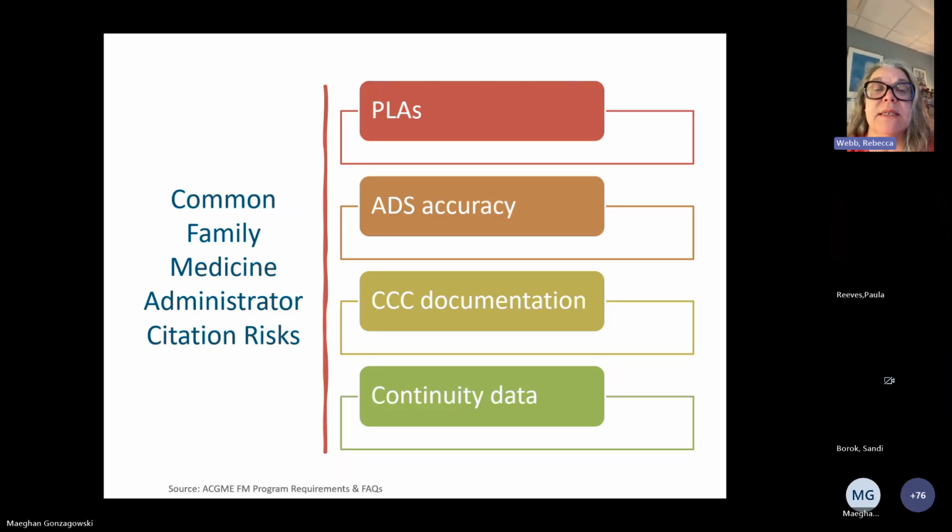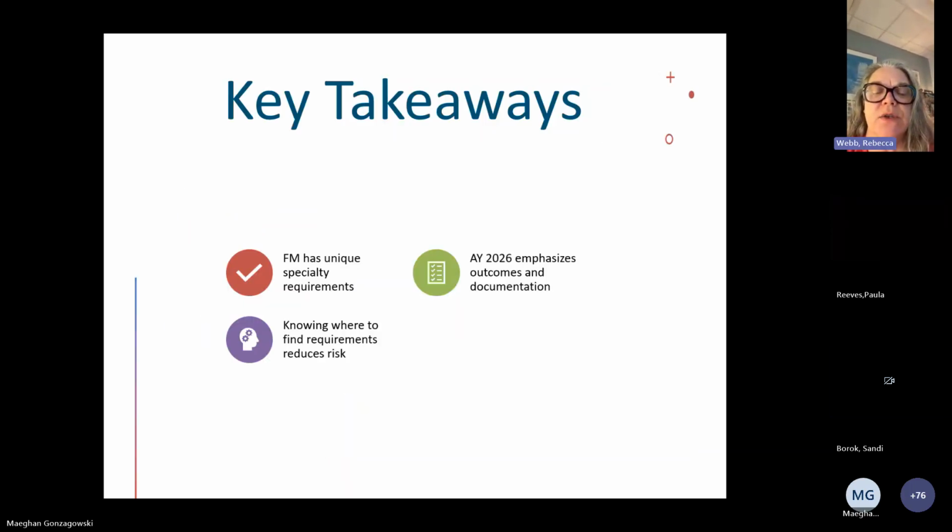And then the CCC documentation, that's a big citation risk. And then also any kind of continuity data. So if you're not getting the correct data in, if your data shows that your residents are not seeing the correct percentages for a long period of time, I'm sure that will prompt a citation also. Next, please. Thank you. So key takeaways.